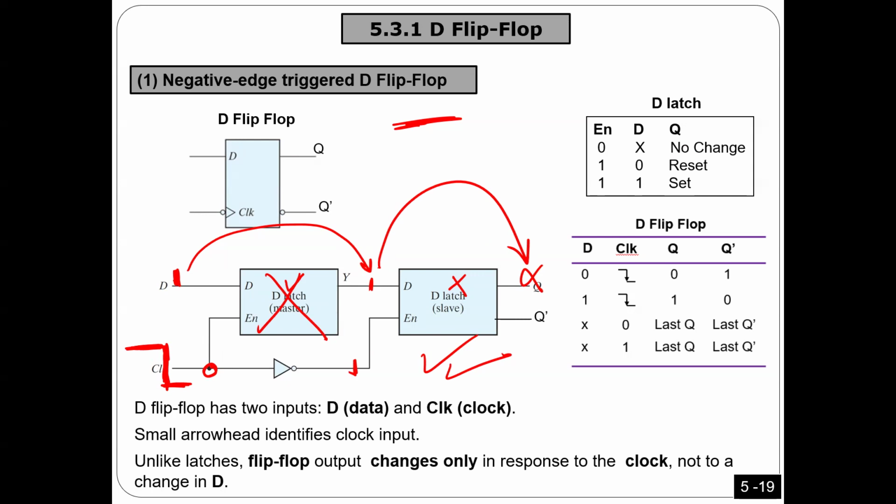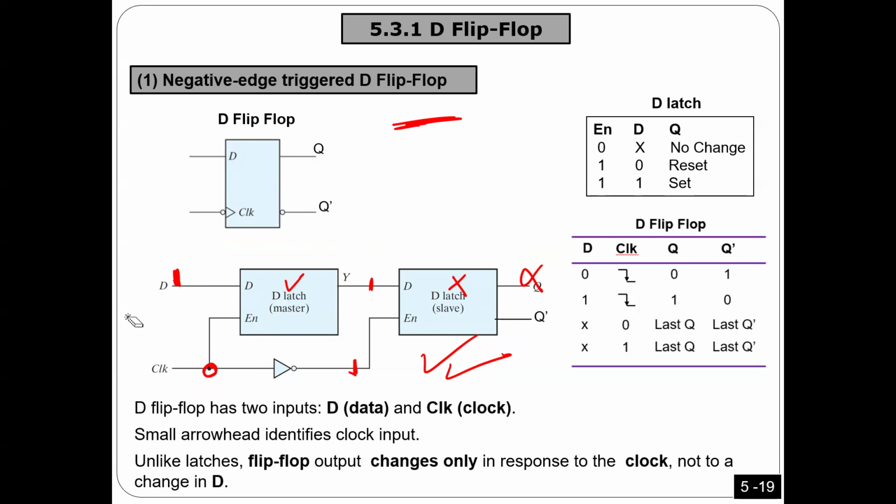So again, we need high to make the first jump from here to here, and then I need low to make the second jump from here to here. That's why I need high to low. Any questions? Easy, right? Any questions?